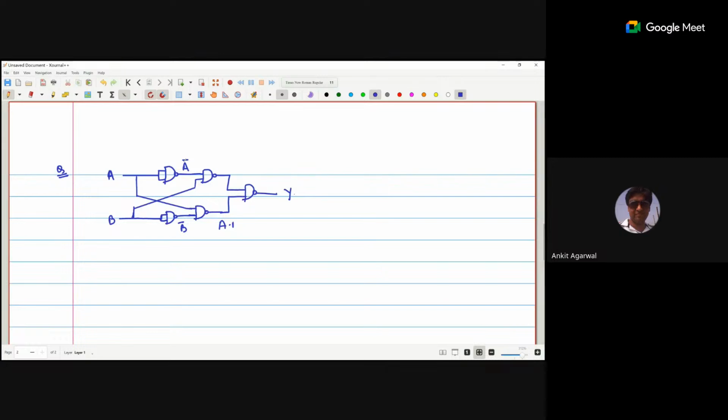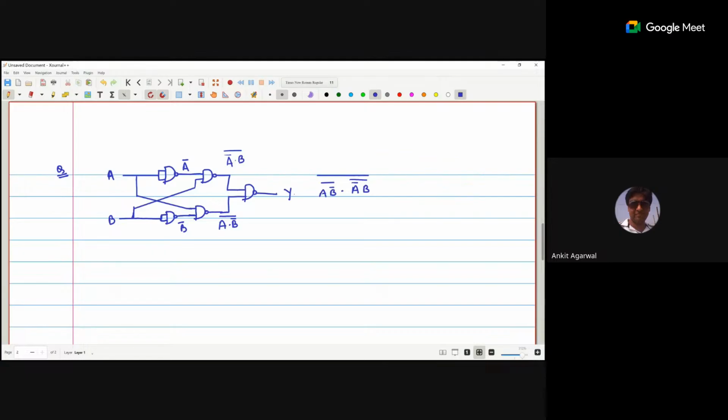A dot B bar whole bar. And this one is A bar dot B whole bar. Okay, and here we are getting (A B bar) whole bar dot (A bar B) whole bar, and whole bar.